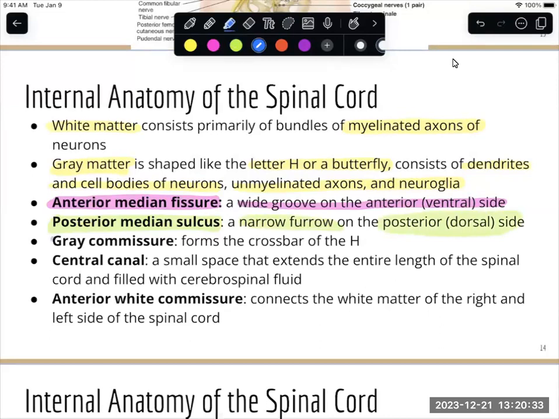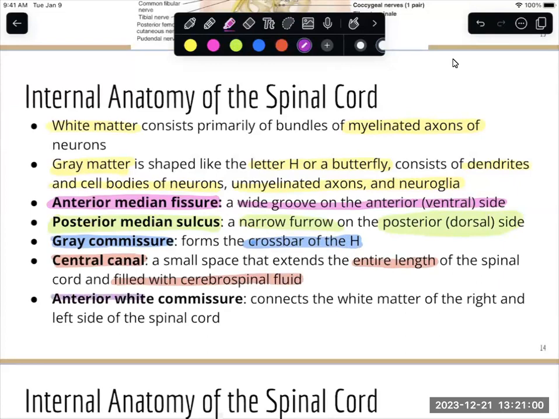We have this gray commissure. This is what forms the crossbar of that H. It connects the right and the left sides of that spinal cord together. There is a central canal. This travels the entire length of that spinal cord, and it is filled with cerebral spinal fluid.